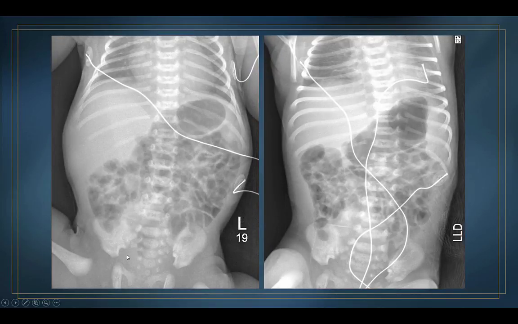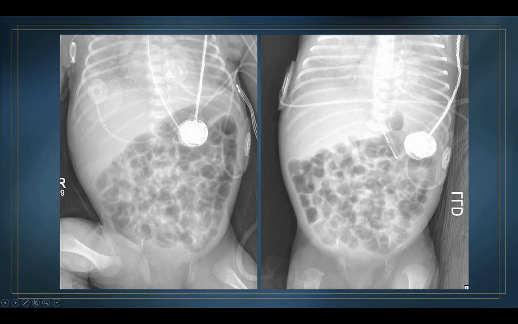Another patient, same thing, normal gas pattern. No real small bowel loops seen lengthwise. No bowel loops are dilated. Another patient, same thing, normal gas pattern.